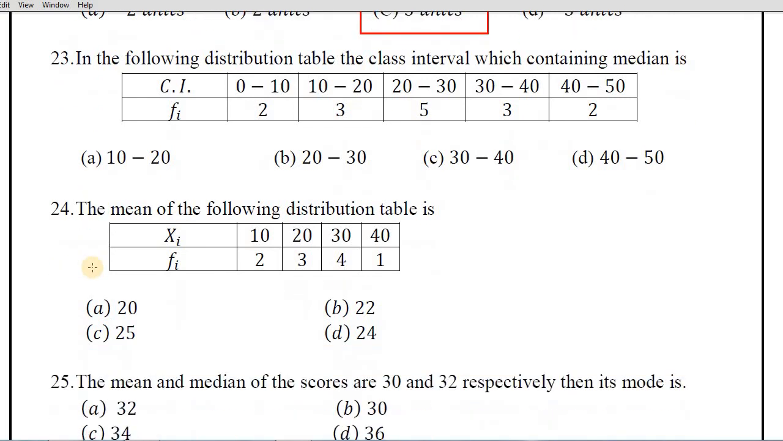So next, question number 23. In the following distribution table, the class interval containing the median is. I already told you, and the same kind of questions they have asked in the model question paper also. To find the median class, the very important thing is you want to find the cumulative frequencies. Another column, the third column, and you know how to find the cumulative frequencies. After finding the cumulative frequency, you want to add all these frequencies.